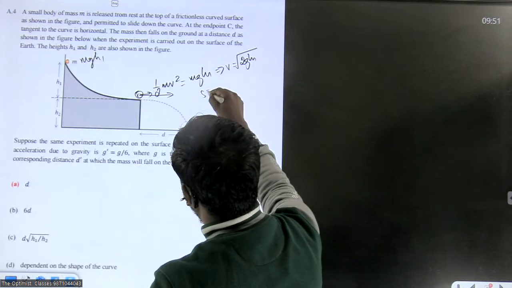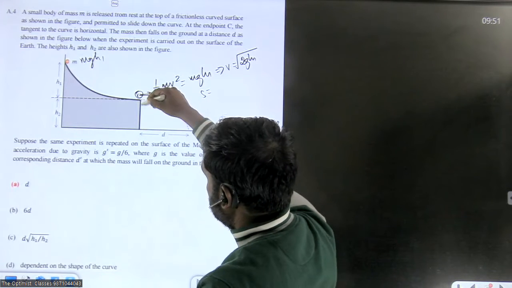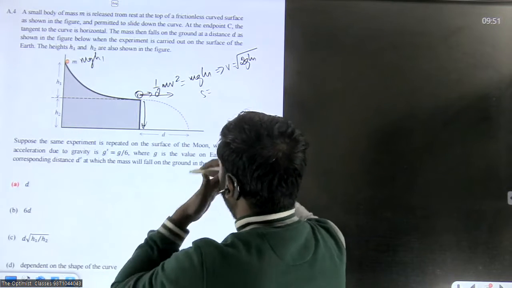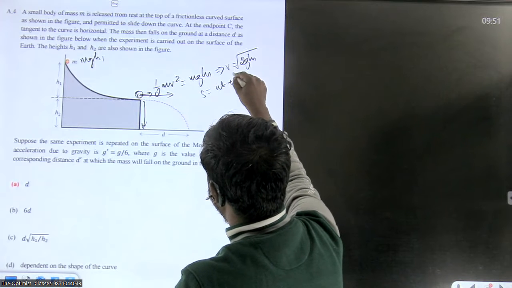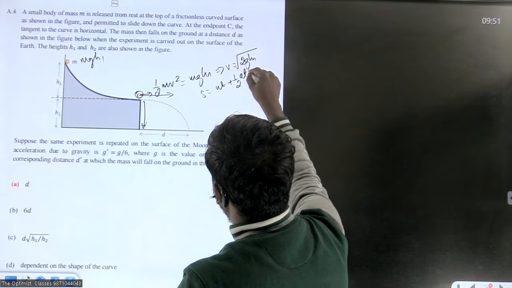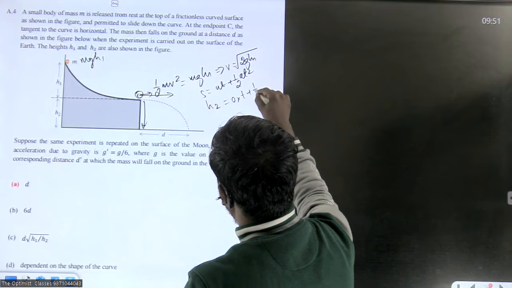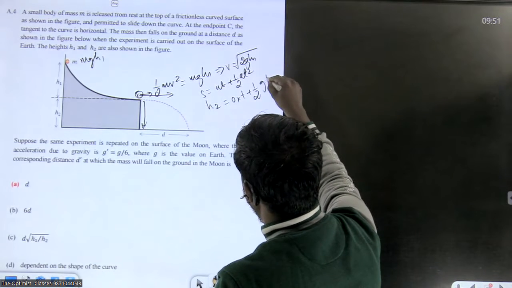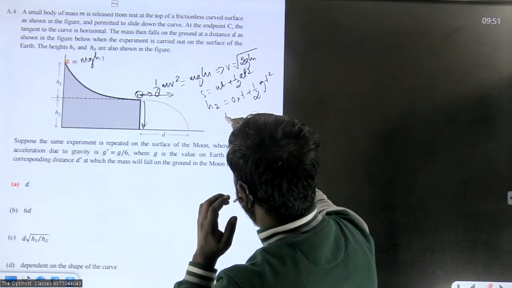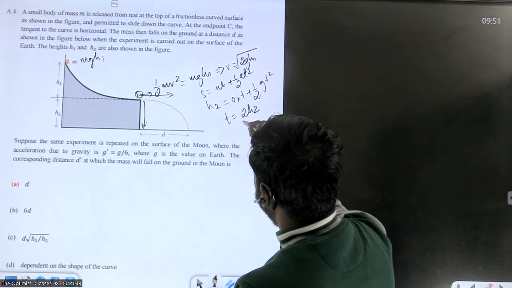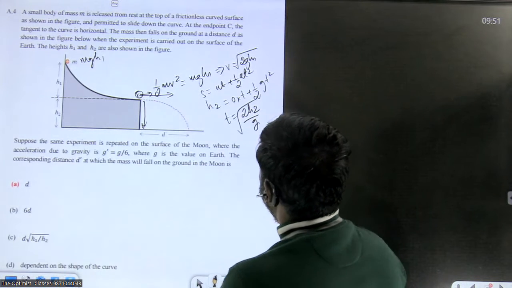So now we'll apply the formula for vertical motion from here to here. Actually, vertical motion is equal to ut plus half at square. Okay, so this will be h2, initial velocity is 0 plus half, and here this is g and t square. So if you calculate t, you get root under 2h2 by g. Okay, so that is the time.